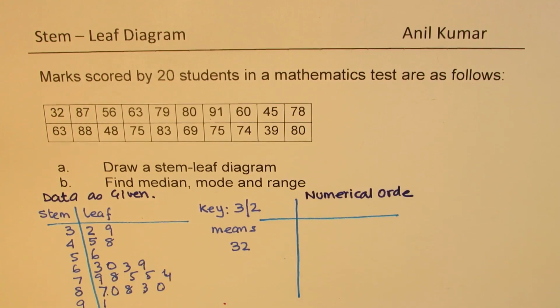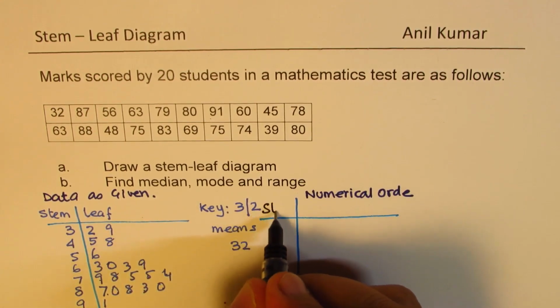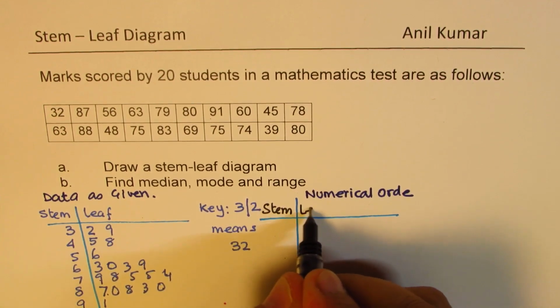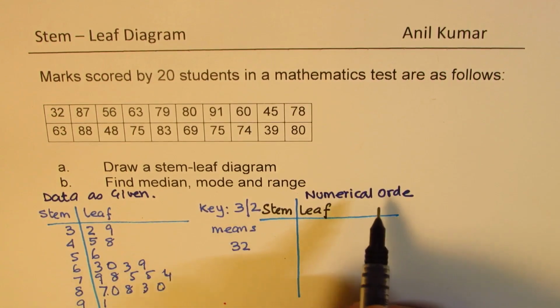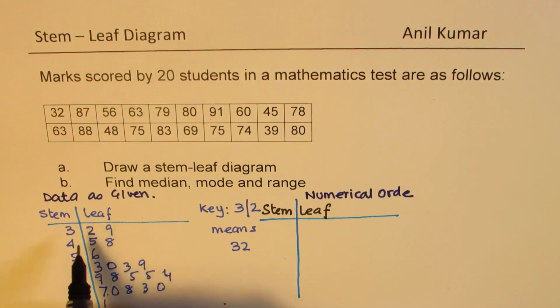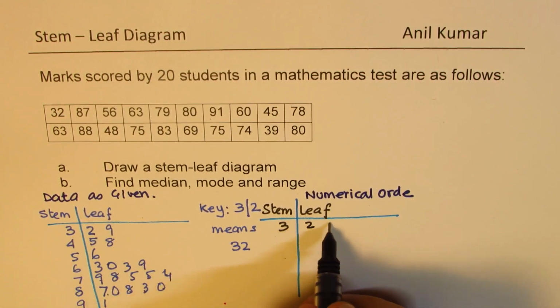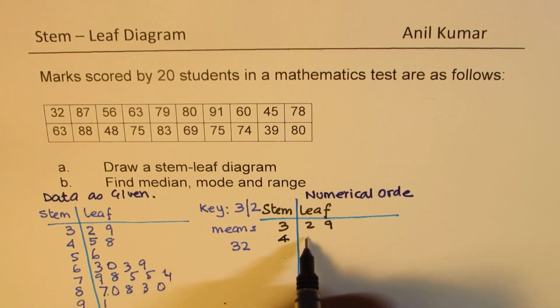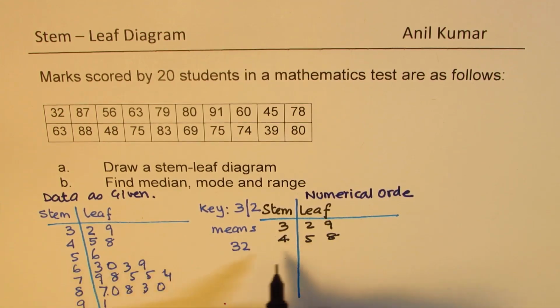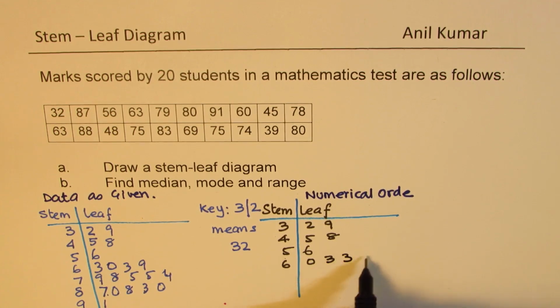Only then the job is complete, right? So finally, this is going to be our answer, stem and leaf chart, or diagram, or sometimes we say plot. So we have these numbers, 3, 2, 9, that is in order, that's fine. Then we have 4, 5 and 8, perfectly good. 5 and 6, okay, 6. So with 6 we have 3, 0, 3, 9, we'll put it 0, 3, 3 and 9.